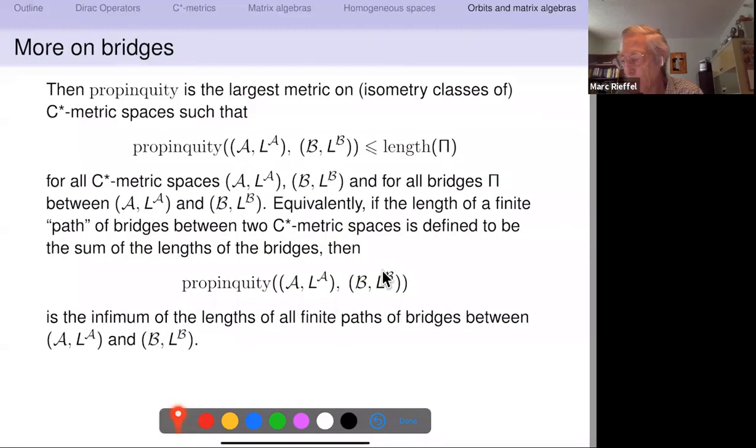And so then the propinquity is the largest metric on isometry classes of C-star algebras that is smaller than a bridge for any bridge. Equivalently, consider the length of a finite path of bridges in the obvious sense: you take a bridge from one C-star algebra to another C-star algebra, and then from that one to the next one, and so on, and define the length of those paths to be just the sum of the lengths of the bridges. The propinquity is defined as the infimum of the lengths of these finite paths of bridges.